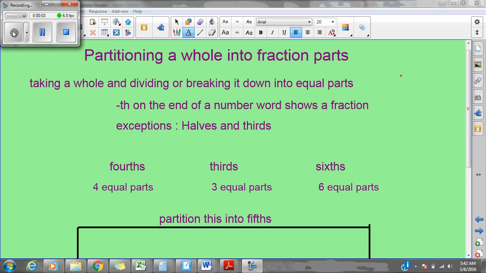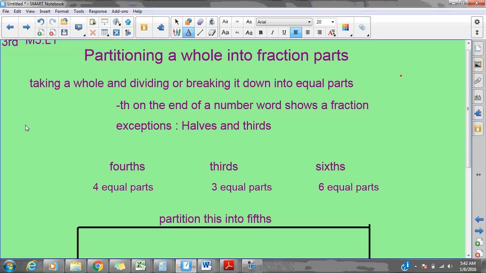Partitioning a whole into fraction parts. Partitioning a whole, that means one thing, one whole thing. It just means you take that one thing and you break it down, or you divide it into equal parts, because that's what a fraction is. It's one thing broken into equal parts.